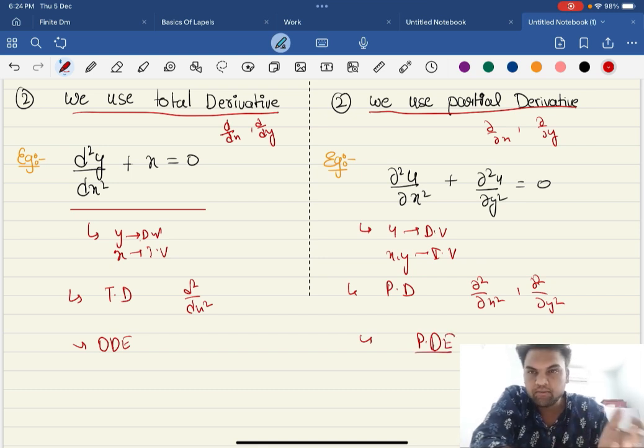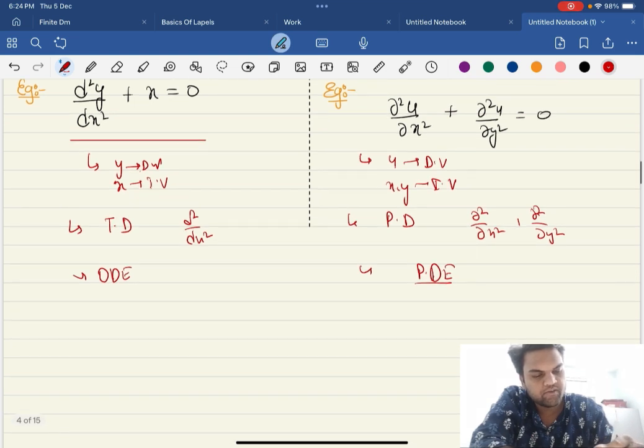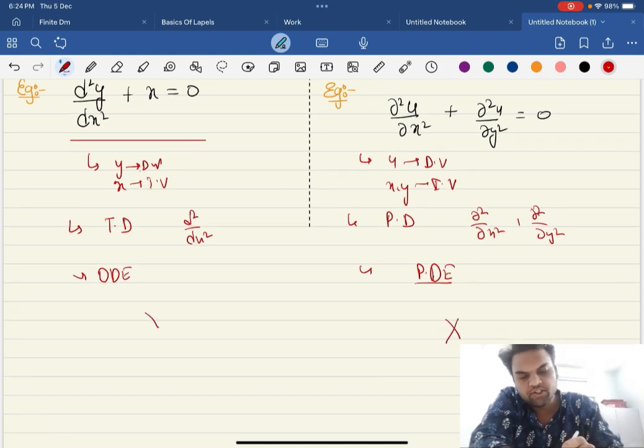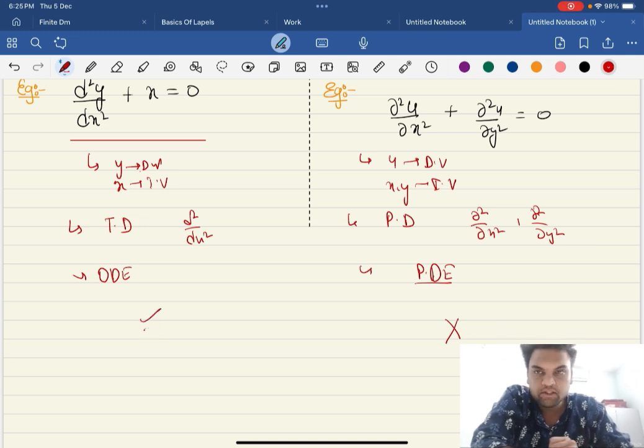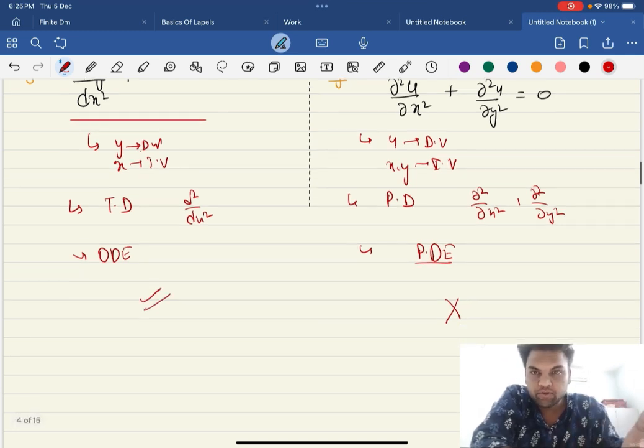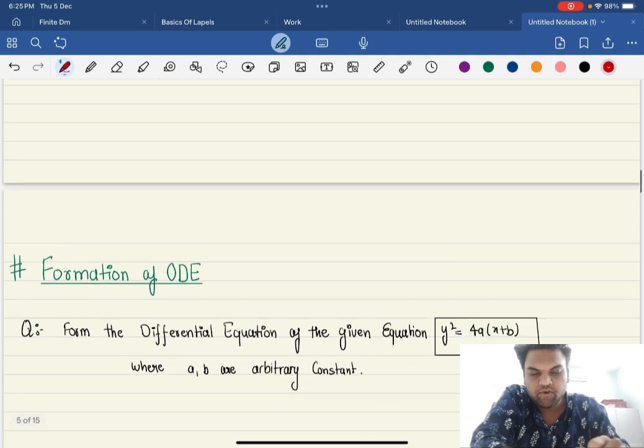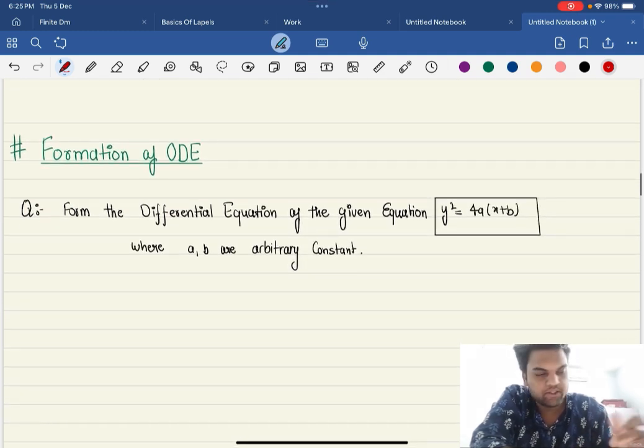So we are able to classify between ordinary and partial differential equations. In our course, partial differential equations are not there to solve, only ordinary differential equations are there. So we will look into this only. Now, formation of an ordinary differential equation.